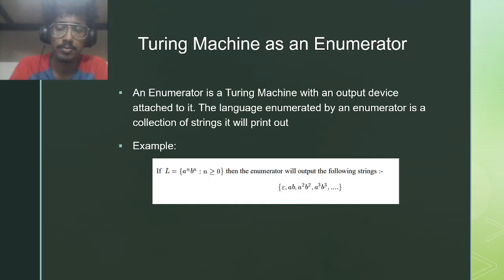other storage media. A practical example would be considering a Turing machine as an enumerator. An enumerator is a Turing machine with an output device attached to it. The language enumerated by the enumerator is a collection of strings it would print out. Example, if we take a language a power n, b power n such that n greater than or equal to 0, then the enumerator will output the following strings. The set of epsilon, ab, a square, b square, a cube, b cube, so on until infinity.